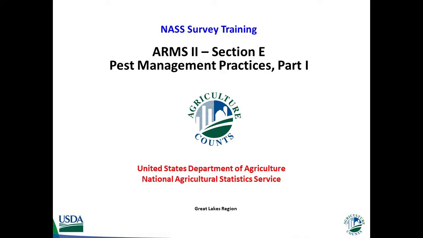In this presentation, we are going to be talking about the pest management practices questions that are in Section E of the ARMS Phase 2 Production Practices Report. We're going to be looking at Section E in two parts. The first part of Section E is fairly straightforward and includes questions that have been asked on ARMS 2 and chemical use surveys for the past several years. The second part of Section E, now labeled E1, includes questions that are fairly new to the survey and will be discussed in a separate presentation.